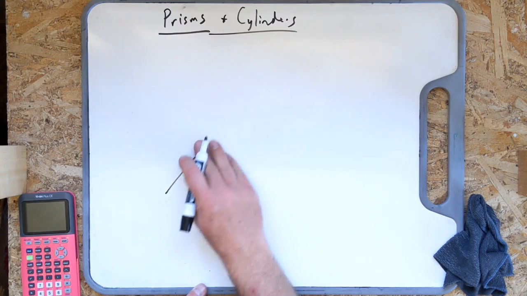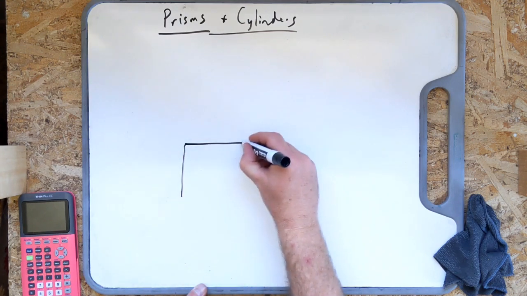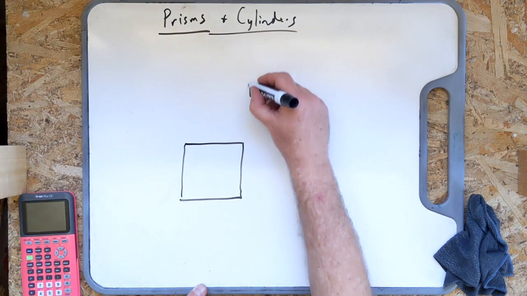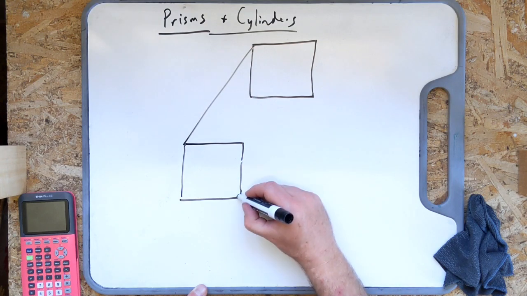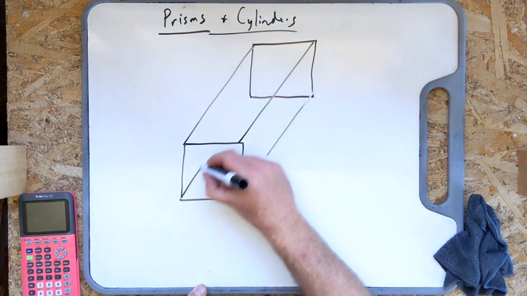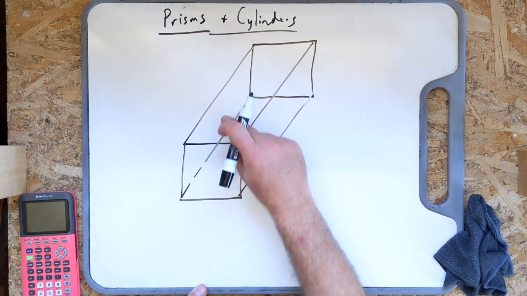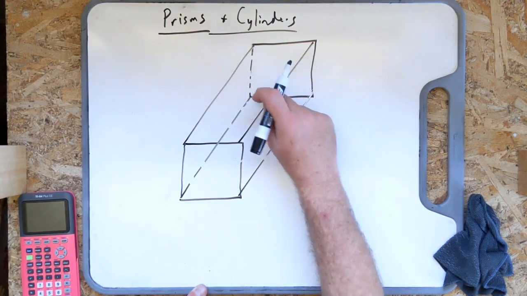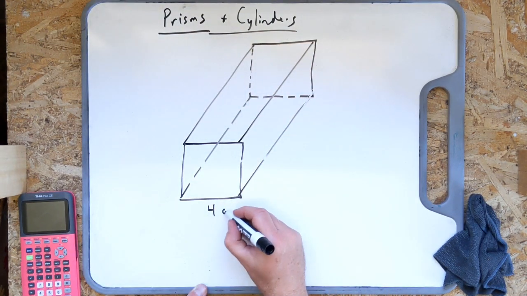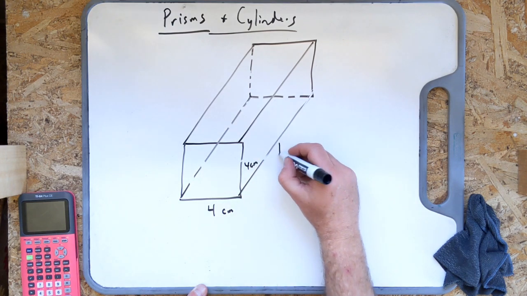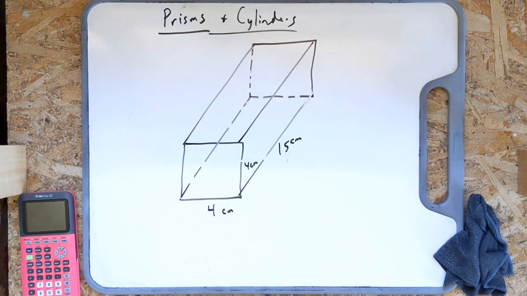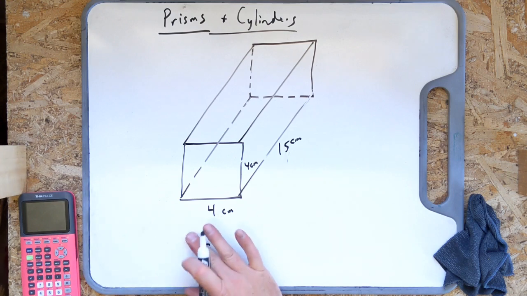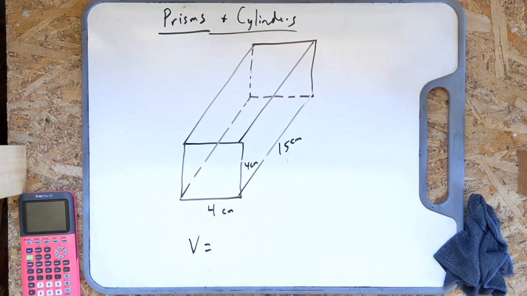Let's make a square prism. There we go. I'm going to put some dimensions on it. 4 centimeters by 4 centimeters is a square, times 12. Let's make it 15 centimeters deep. Okay, so what I want you to do is find the volume of that. Okay, pause the video.